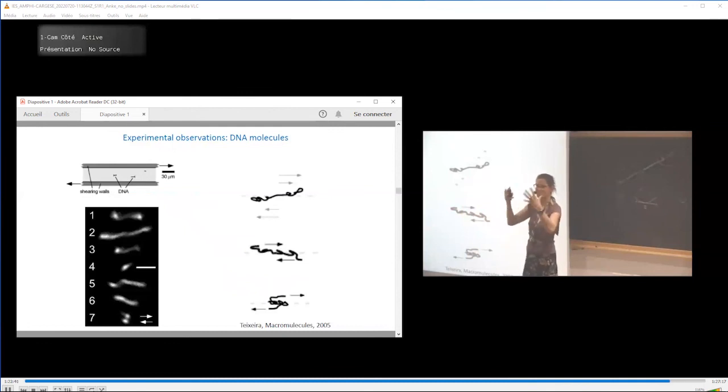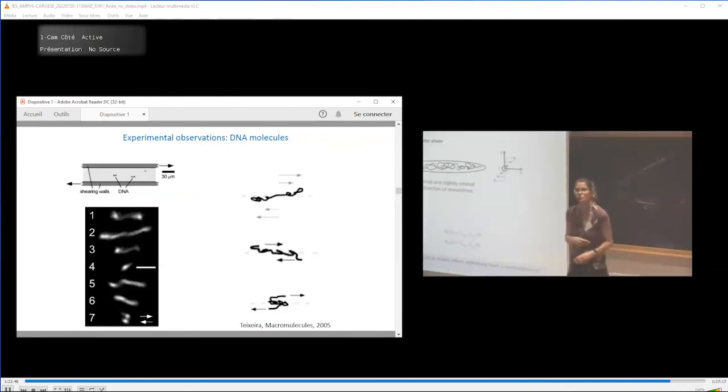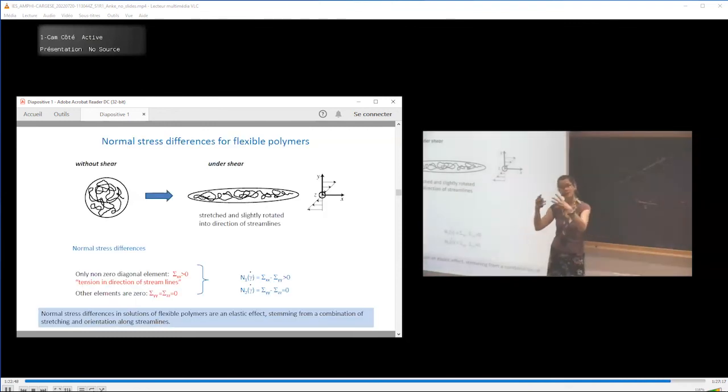That's why, as an explanation with your hands, you can think about it like something that is stretched along the streamline. Even if it doesn't make sense to say stretched along the streamline, because there's no stretching happening along the streamline.